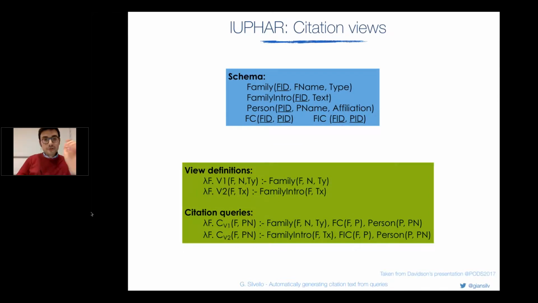So in this case, we see a very, very simple relational schema. So here you have three relations: family, family intro, and person, and then other two relations, FC and FIC, that basically are connecting family and family intro with the person that contributed to the family or the family intro. Then we have some views, V1 and V2. They are parameterized on the ID for family and family intro. And then you see that these views are connected to citation queries. We are not going into details, but you see that these citation queries basically just retrieve the names of the people that contributed to a family or to a family intro.